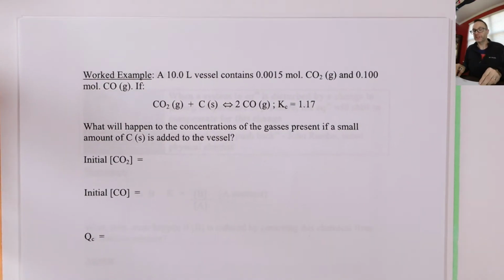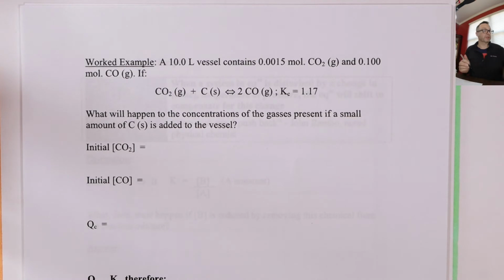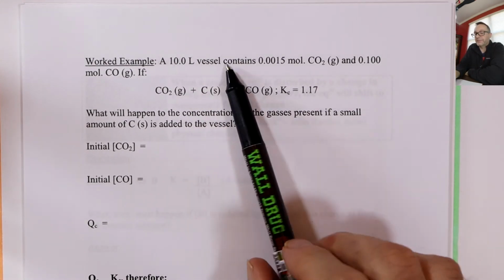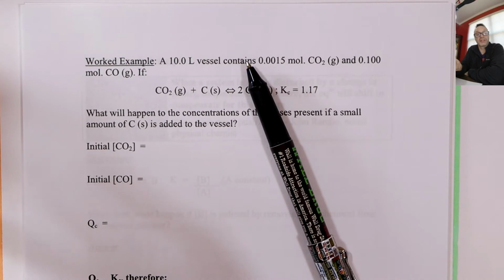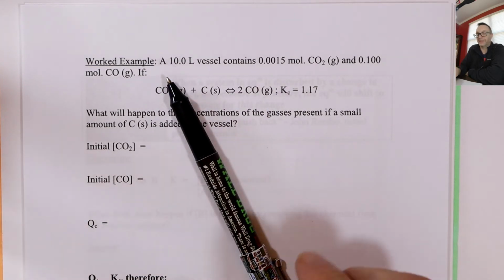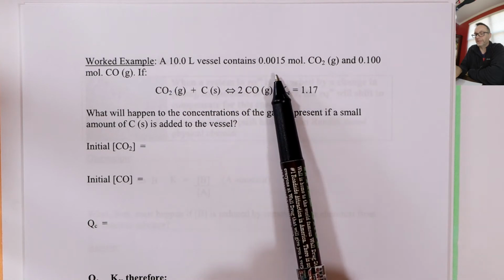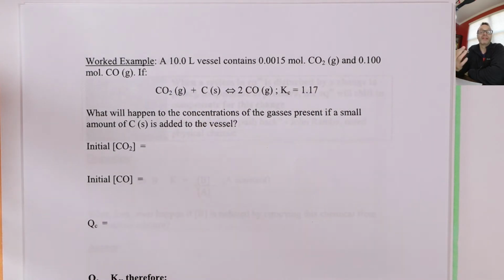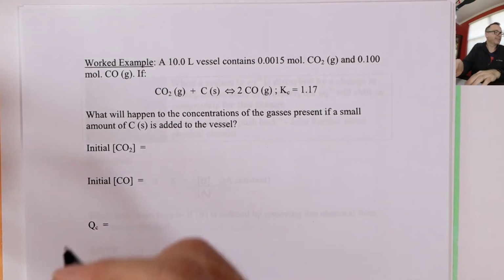Here's a worked example. We're actually going to work out the direction a reaction will go based on a comparison of K and Q. So let's just read it through and then do the numbers. A 10-liter vessel, now remember, we're going to work out concentrations, so we need moles per liter. 10 liters, so we're going to divide the moles by 10 in a minute. It contains this many moles of CO2 and this many moles of CO. Those are our initial conditions. So let's figure out those actual concentrations. It's nice and easy.